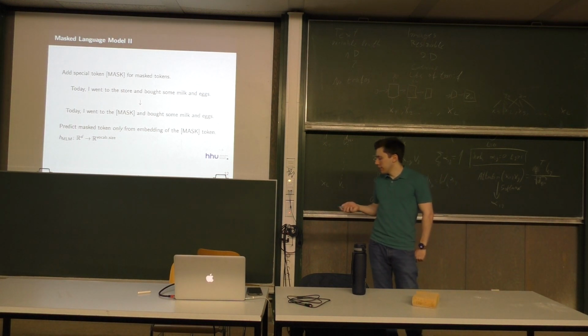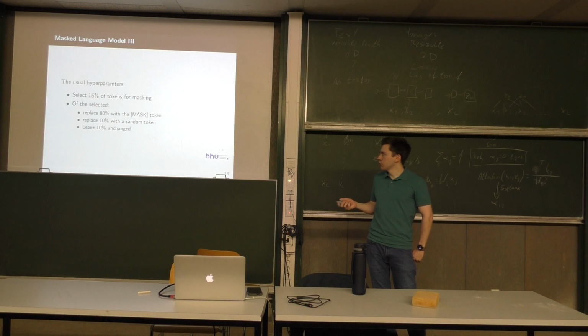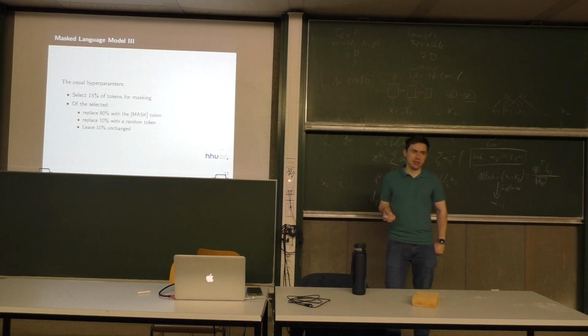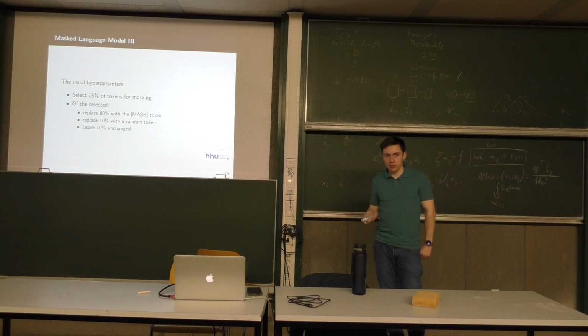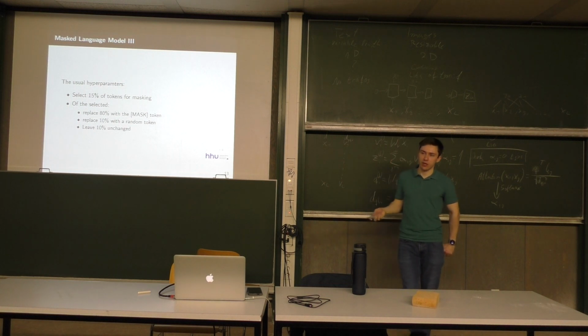And there are the usual hyperparameters that are chosen, and as I say usual, they're basically always chosen. We select 15% of the words that we want to mask, but then we don't mask every one of them. Why might it be important that we don't actually mask every one of these words?